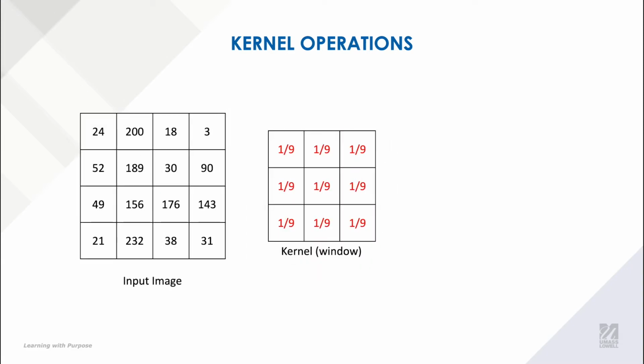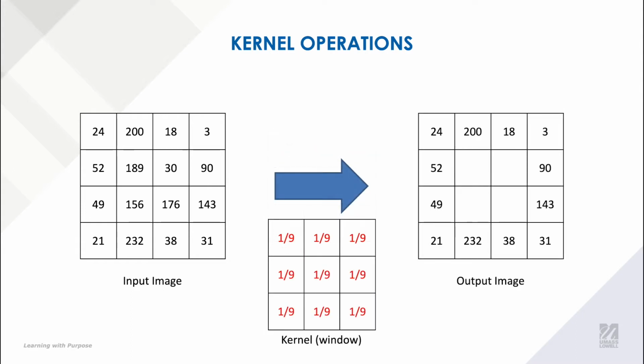So what is a kernel? A kernel is a small matrix that's essentially a window you pass over the image. For our first example, we're going to use a kernel that is 3x3, and each element is 1/9. So this is essentially going to average the pixels, and you'll see how it works in just a second.